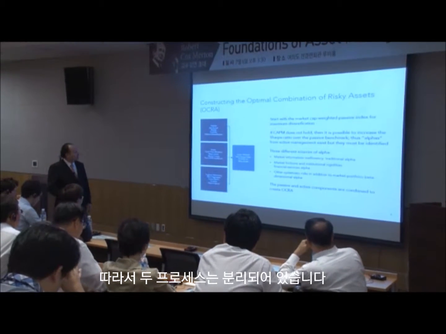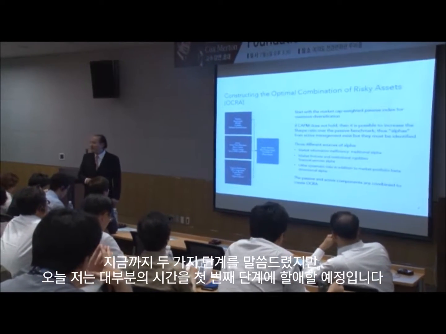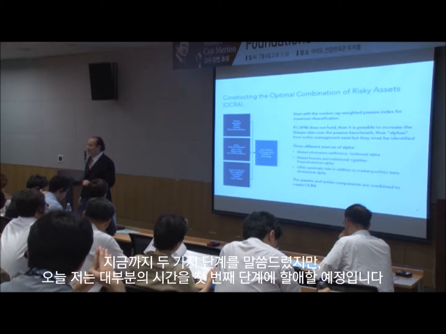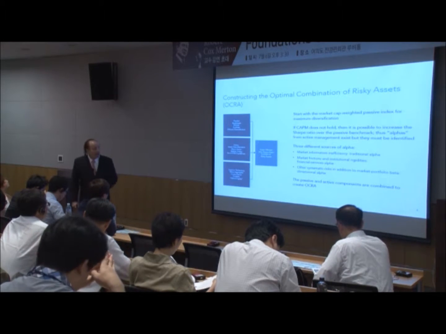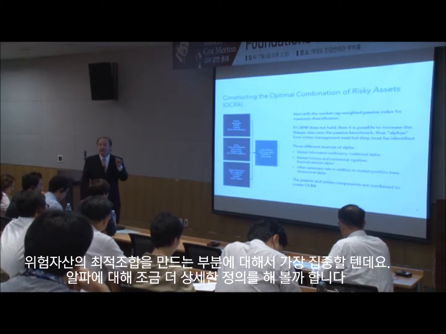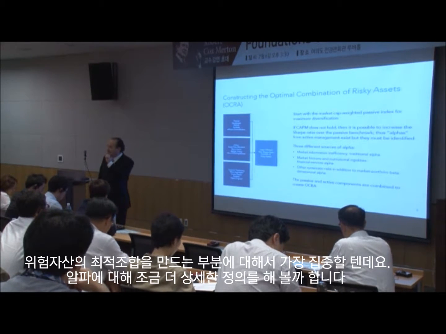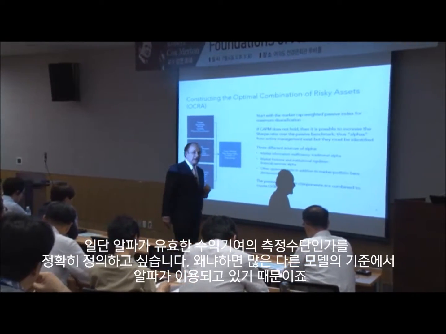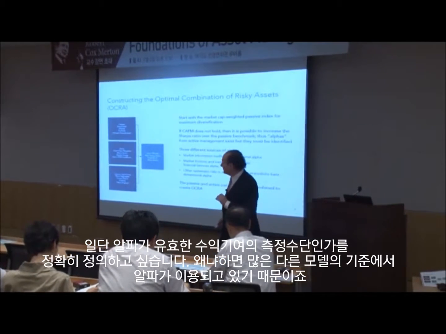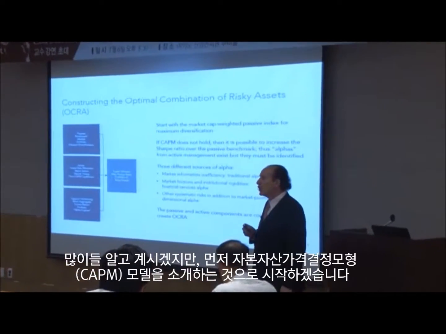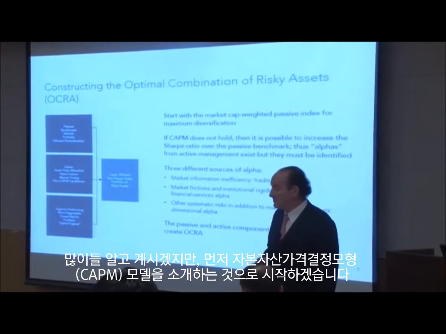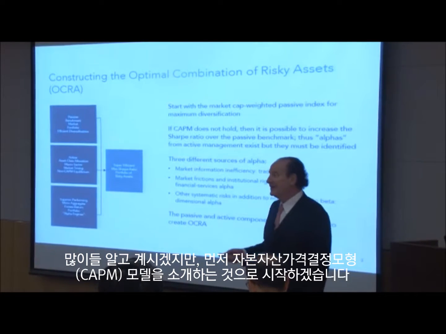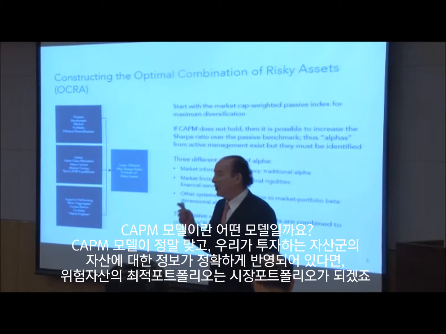Giving you that as context, today I'm going to spend most of my time on the first, namely getting the best optimal combination of risky assets. Okay? And in doing so, I want to be very precise in my definition of alpha and so forth, so we're very clear what I mean by those, because those terms get used today in much different fashion or different places. And so what I'm going to start with is a model we all know, the capital asset pricing model, CAPM. What is the empirical statement of that model?